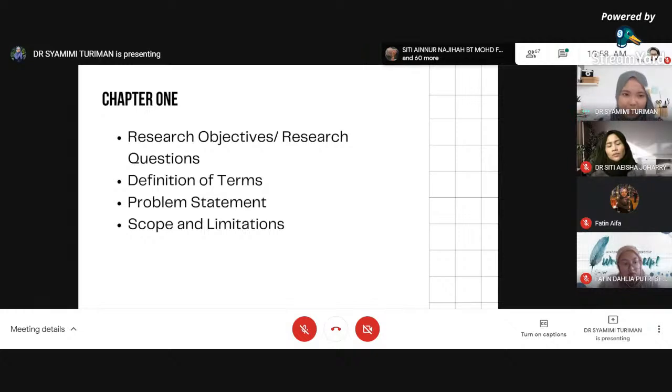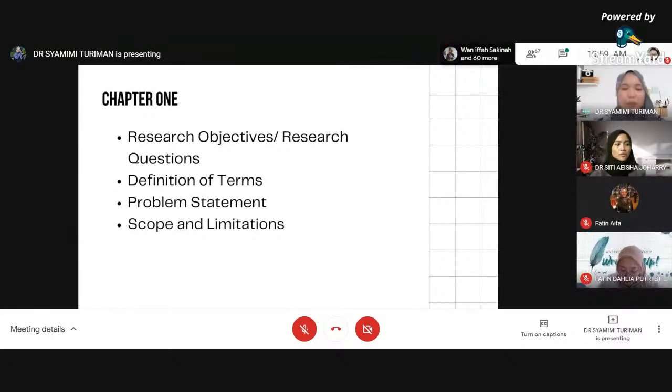Another section would be differentiating between scope and limitation. What is scope? What is limitation? This is another part I find some students are lacking in, not being able to show their understanding in differentiating between these two terms. So please have two separate sections: the scope of the study is, and then the limitations. All right, so that would be chapter 1.